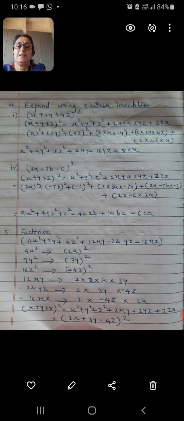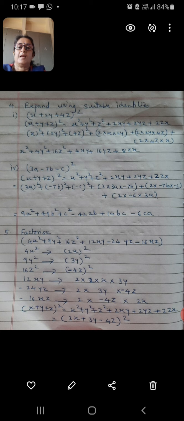Next, using the suitable identity, we have to factorize (x + 2y + 4z) whole bracket square. So here we are going to use the (x + y + z) bracket square identity because there are 3 terms given. So it is x square plus y square plus z square plus 2xy plus 2yz plus 2zx.